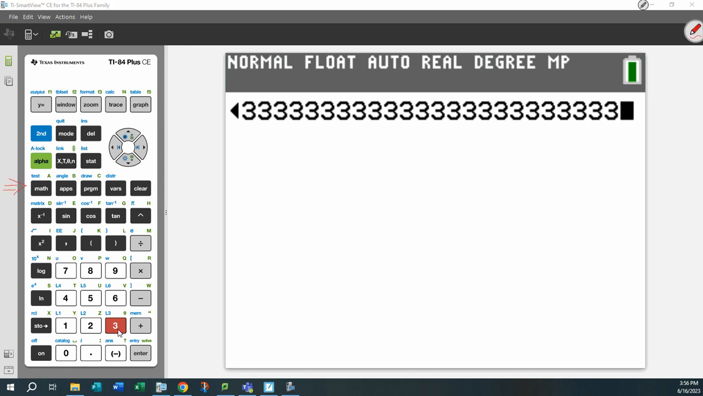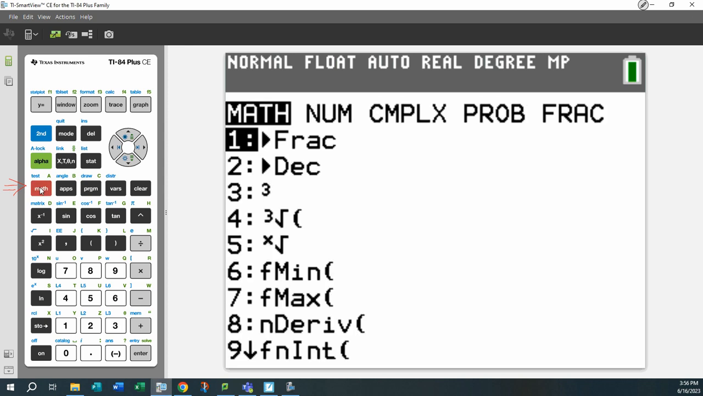Now, there's a cool function on your calculator, and it's all underneath here. There's a whole bunch of functions under the math thing. So if you click on that, boom, look what comes up. The first thing that comes up is arrow frac. That's going to take your answer, whatever is in your calculator right now, and make it into a fraction.